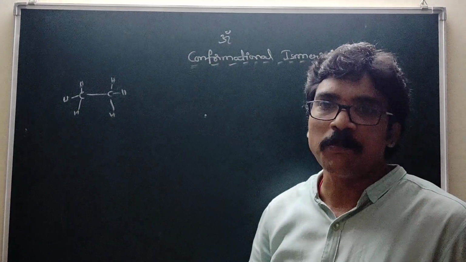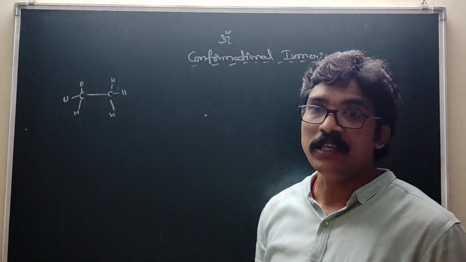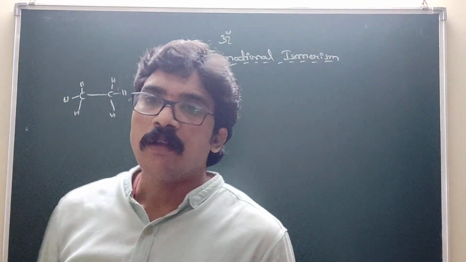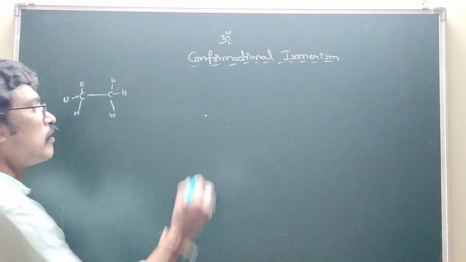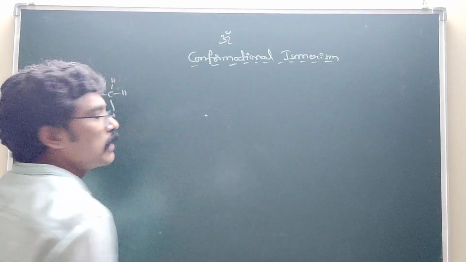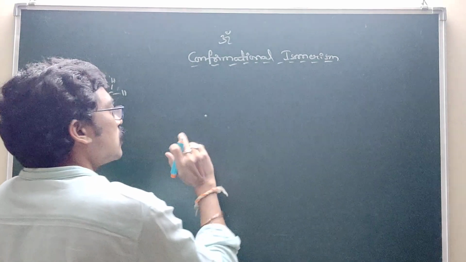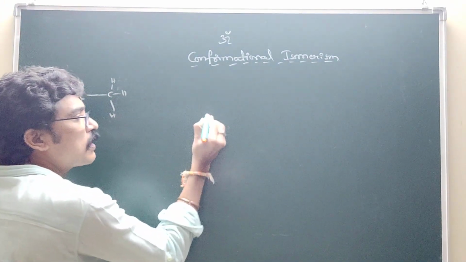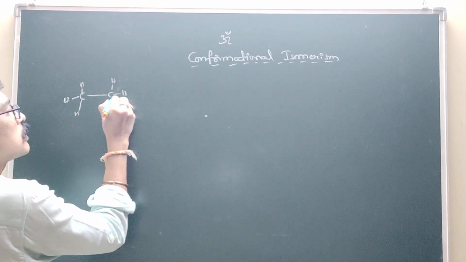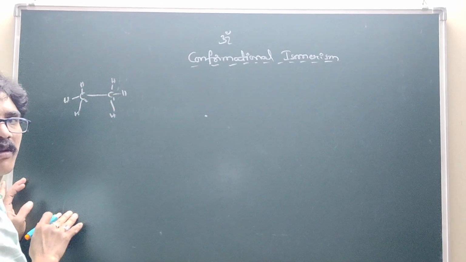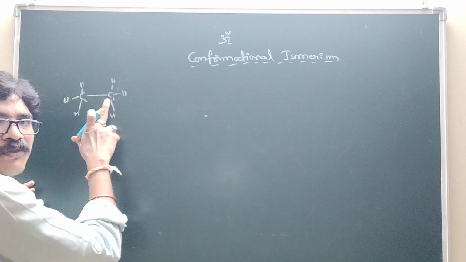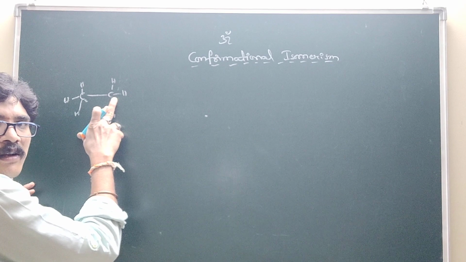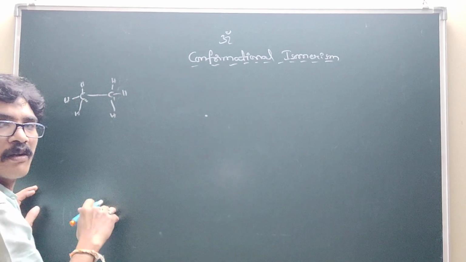Let us take an example, ethane. This is ethane, CH3 single bond CH3. There are two carbons. Suppose this is the first carbon and this is the second carbon. The first carbon is taken as the front carbon and the back carbon is taken as the rear carbon.